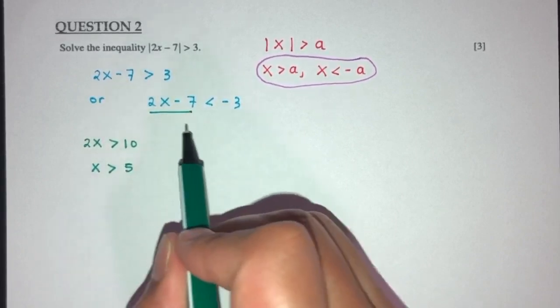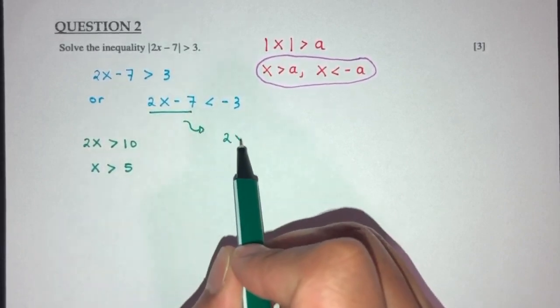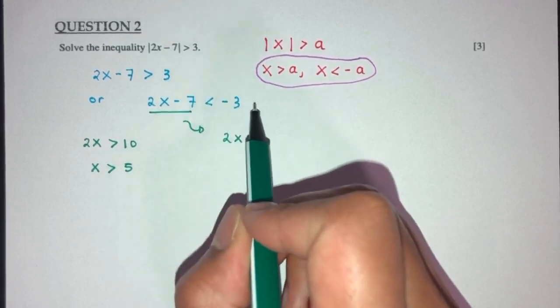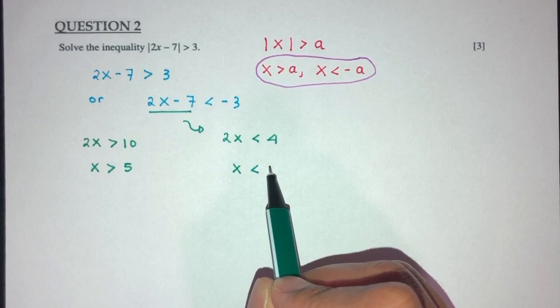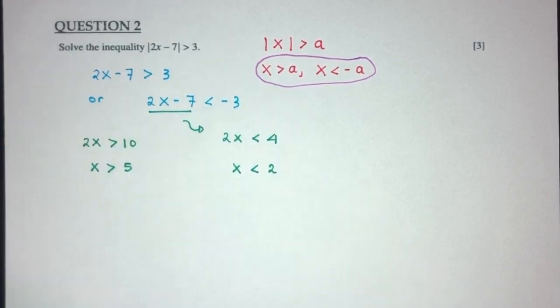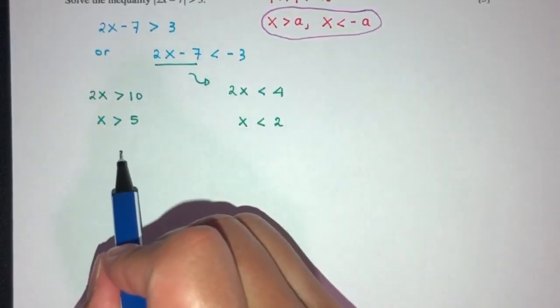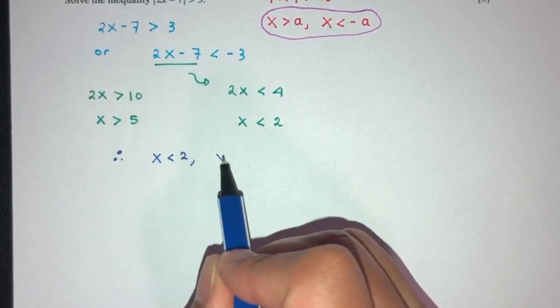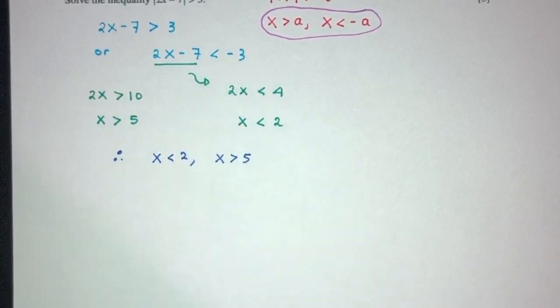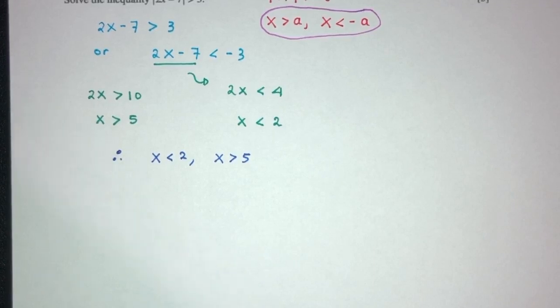This one, 2x less than, send this over here, become plus 4. X has to be less than the value of 2. So in the end, we confirm, we have our answers as x has to be less than 2 or x has to be more than 5. But the main point here was using this thing right here.